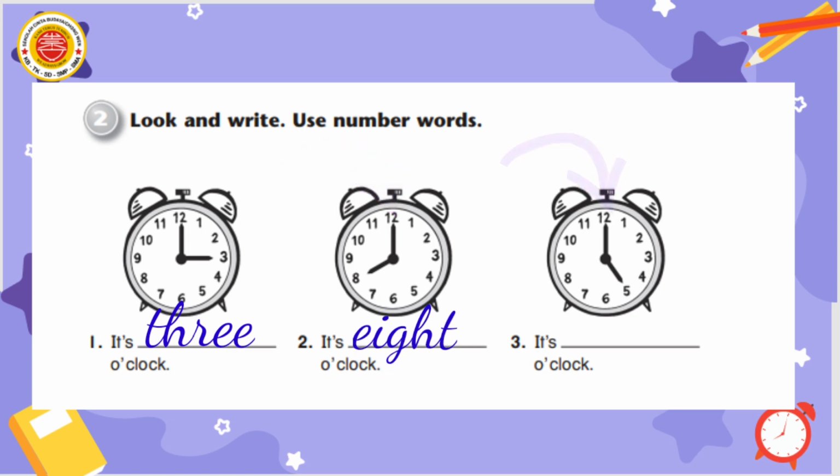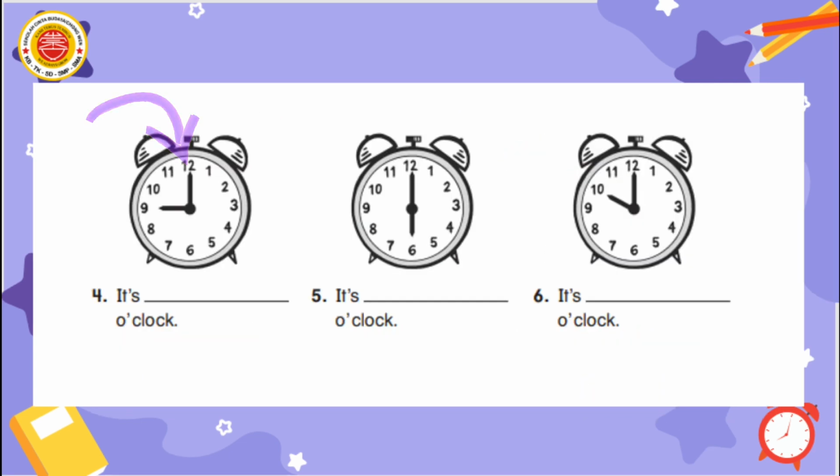What time is it? Look at the long hand is pointing to number 12. Meanwhile, short hand or hour hand is pointing to number 5. So, it's 5 o'clock. Next, number 4. Do you know what time is it?